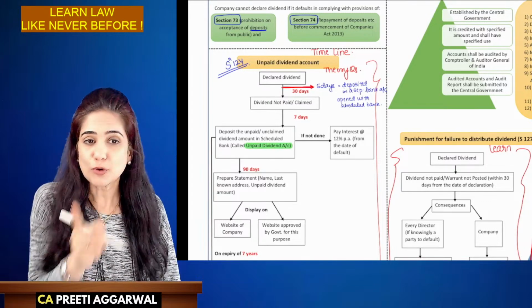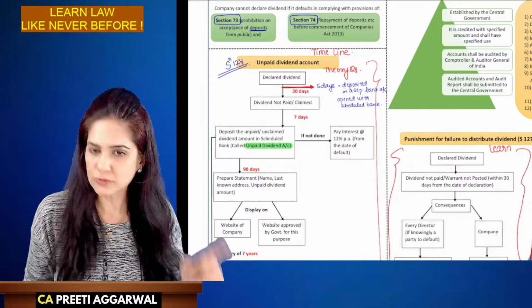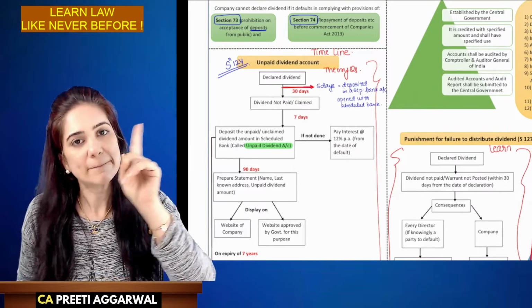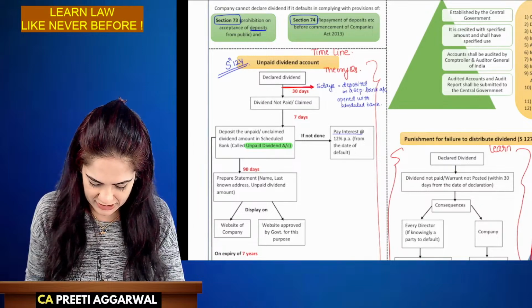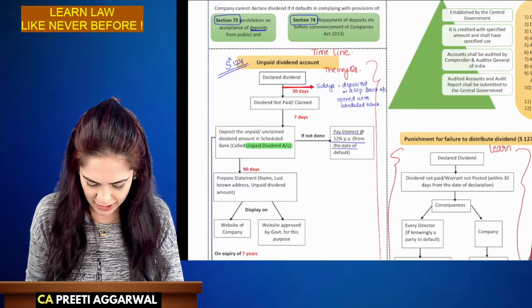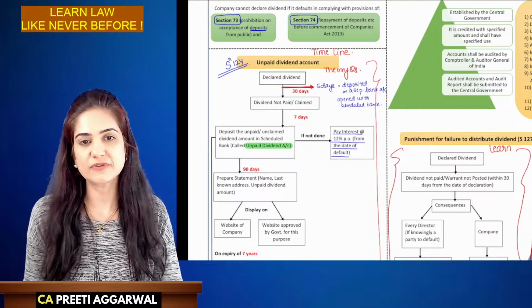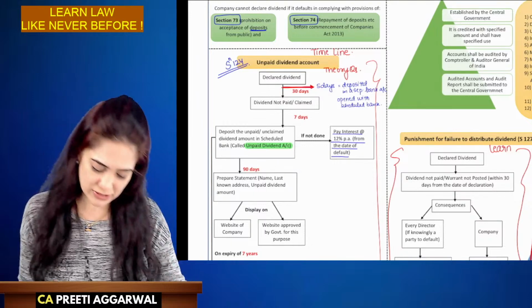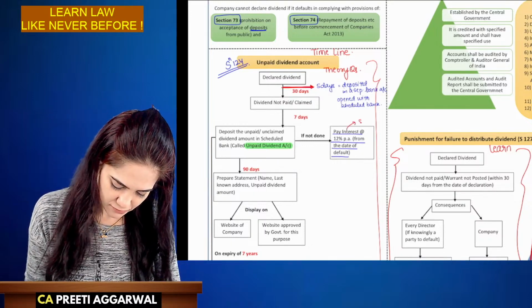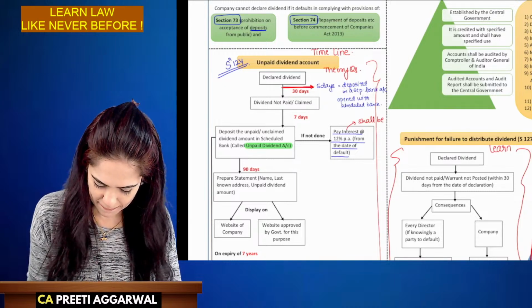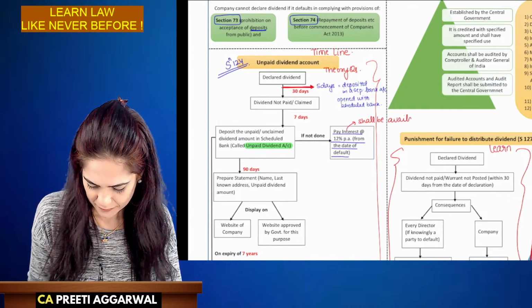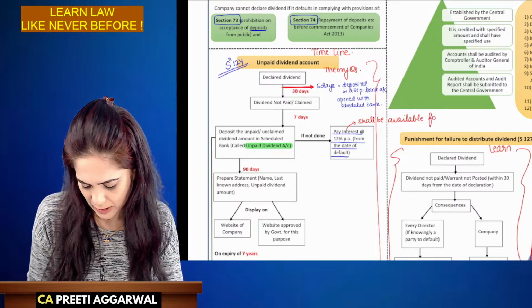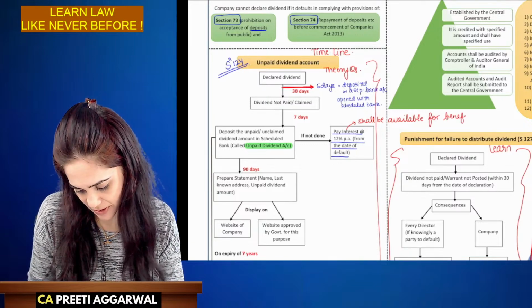If you don't do this within 7 days, you will have to deposit the money, but now along with interest at the rate of 12% per annum, which will be calculated from the date of default. Please note, students, that this interest shall be available for the benefit of members.